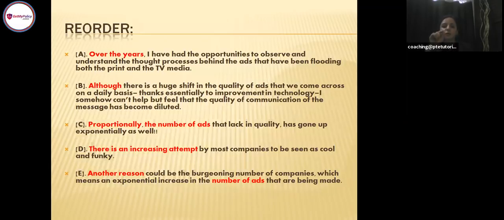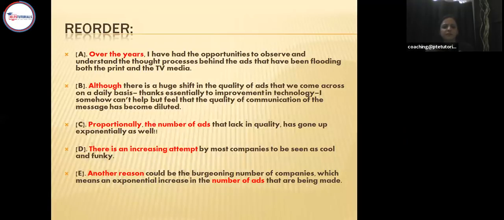Last words, feel that the quality of communication of the message has been diluted. Diluted means it is gone. The message that particular ad has to give to us, to the people, to the public, that is gone. What are the reasons? Reason is there is an increasing attempt by most companies because they want to be cool and funky. Because of this, another reason is also there, that could be the burgeoning number of companies.